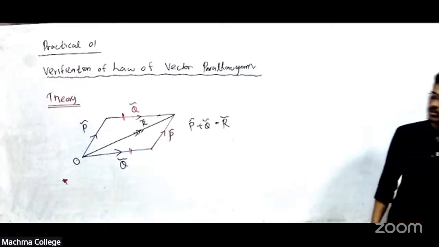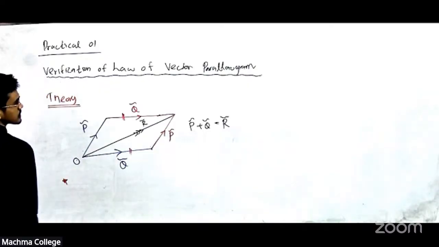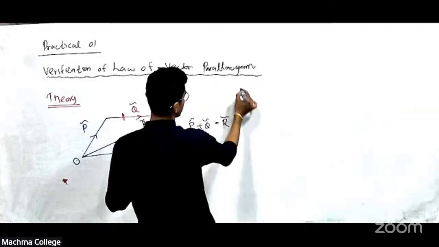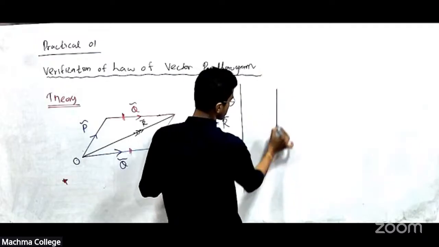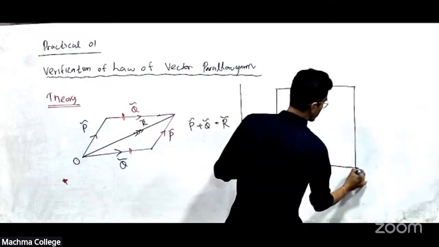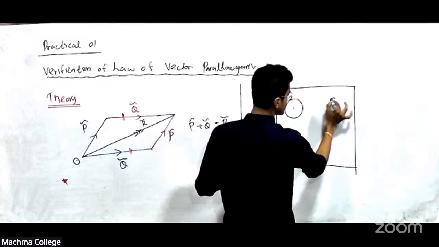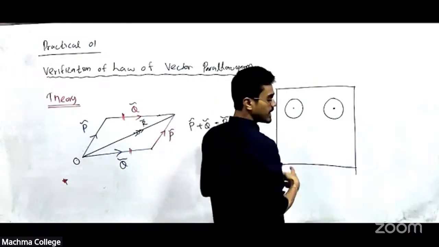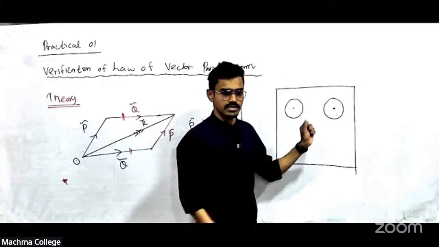Oh, yeah, that's the intersection point, Point O. Look at the board. Don't write anything. Just look at the board. In our school labs, this setup is available. Right? This is a setup.